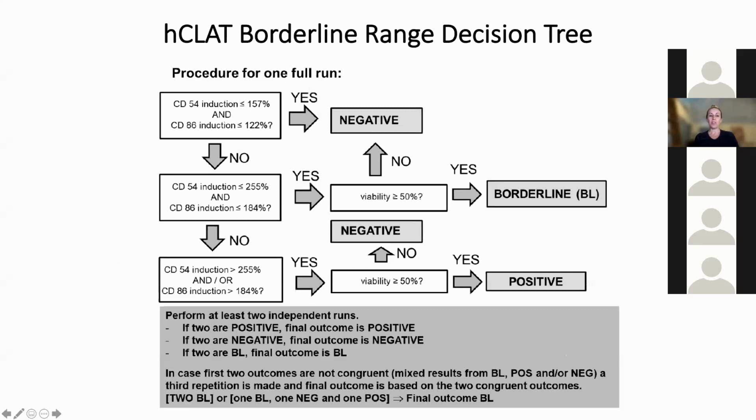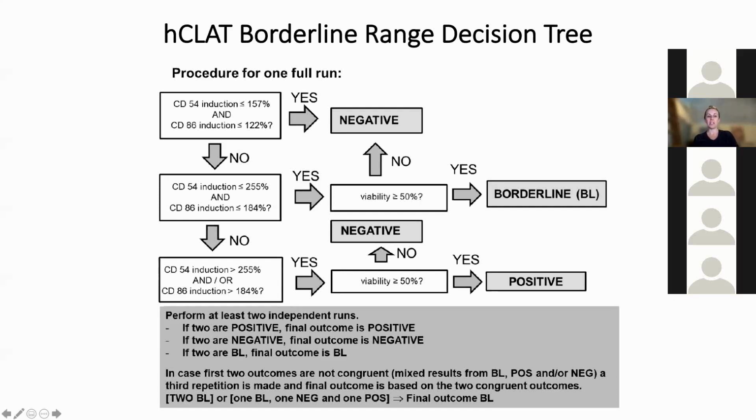And same for the HCLAT. The HCLAT also has borderline ranges that were statistically derived. So again, the original threshold was 150% induction of CD86, and that borderline range is between 122 and 184%, and 200% induction of CD54, and that borderline range is 157 to 255.